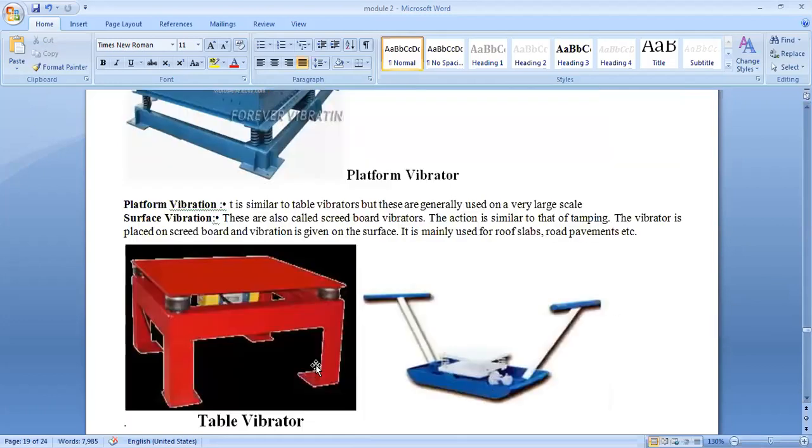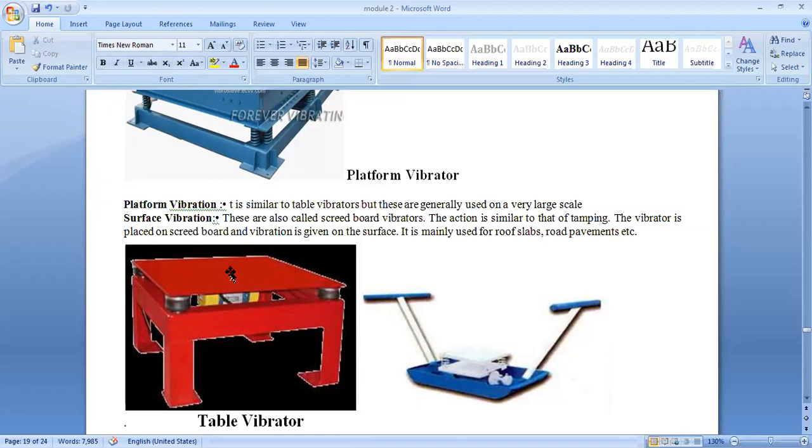Next will be the platform vibrator. The platform vibrator is similar to the table vibrator, but it is generally used on a very large scale. The platform is a large-scale table vibrator. Platform or table, both are the same, but at different scales. Usually this is used for manufacturing large precast sections, for example electrical poles, railway sleepers, and prefabricated roofing elements. In that case, we use these platform vibrators.